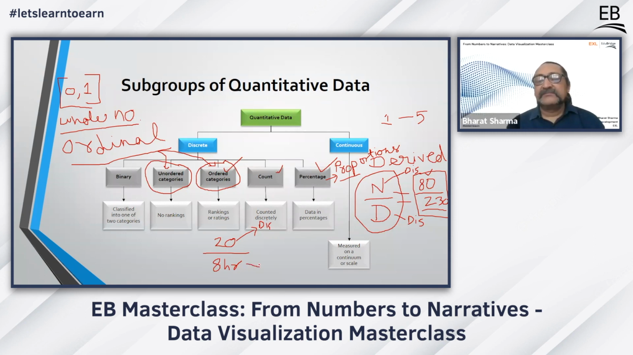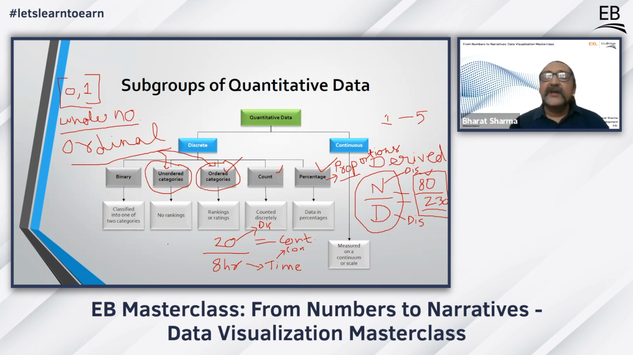In the denominator, I have time. Time has been collected using an instrument, which is my watch, and hence this is continuous. So here my quotient is made up of a discrete numerator and a continuous denominator, so the outcome becomes continuous. This is no longer discrete.